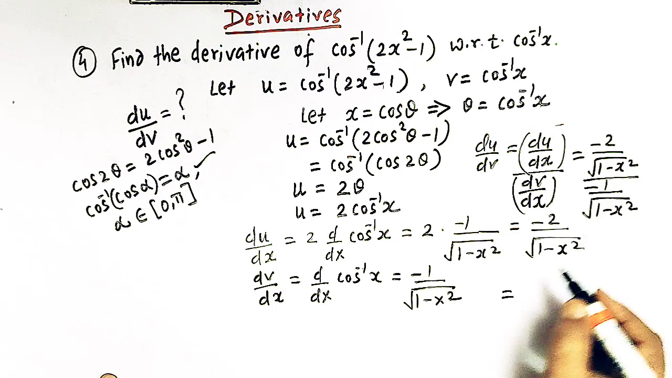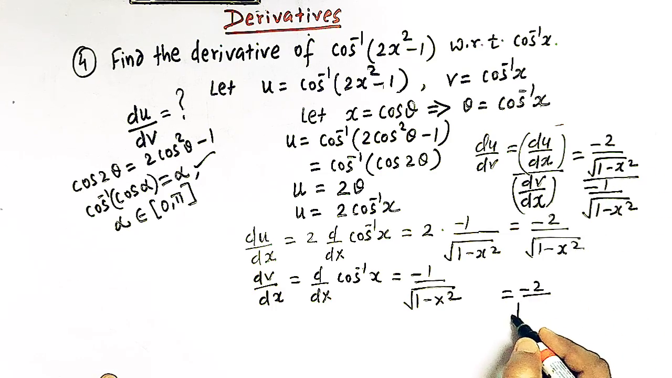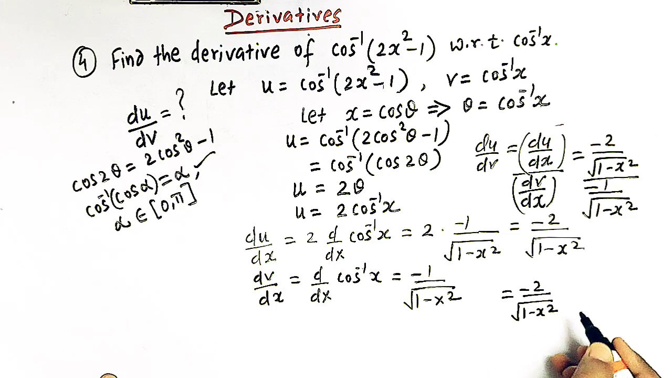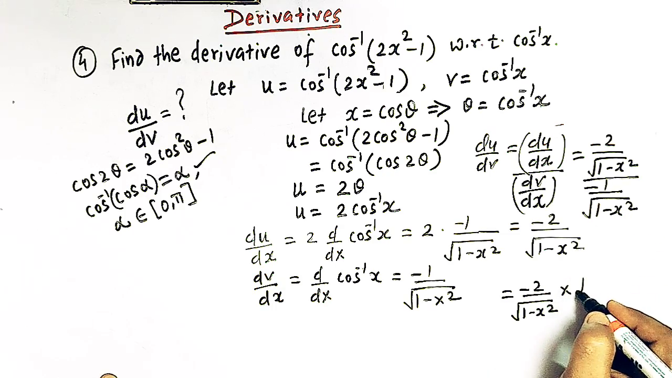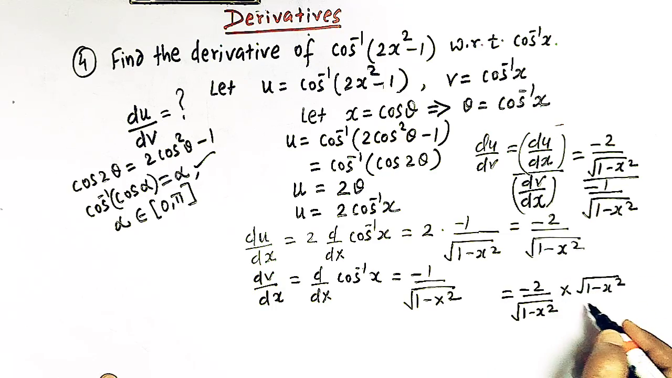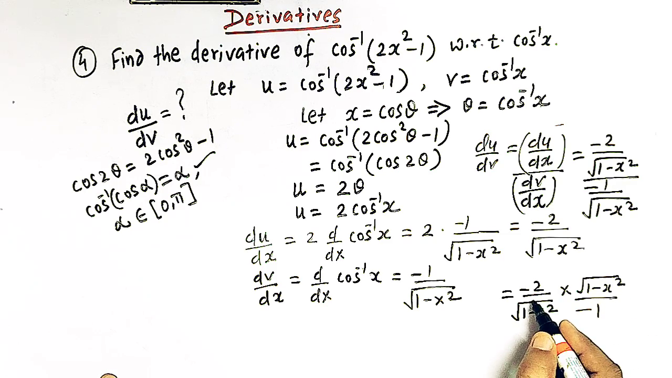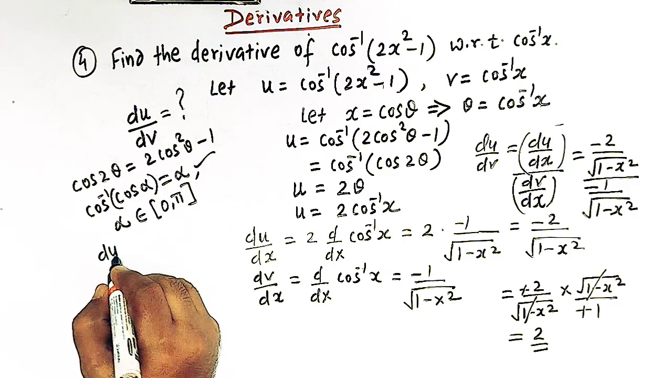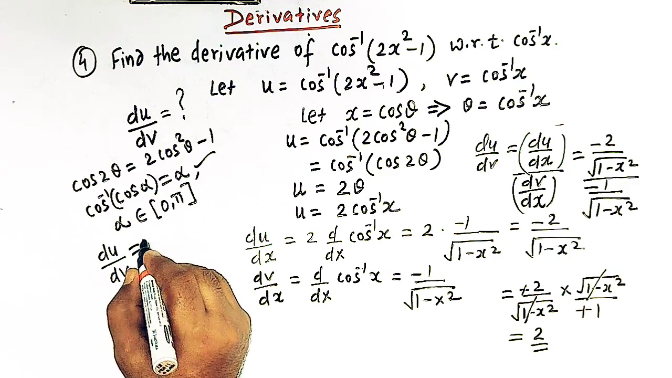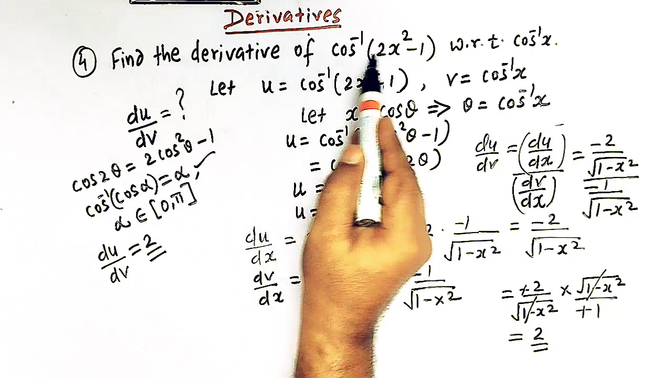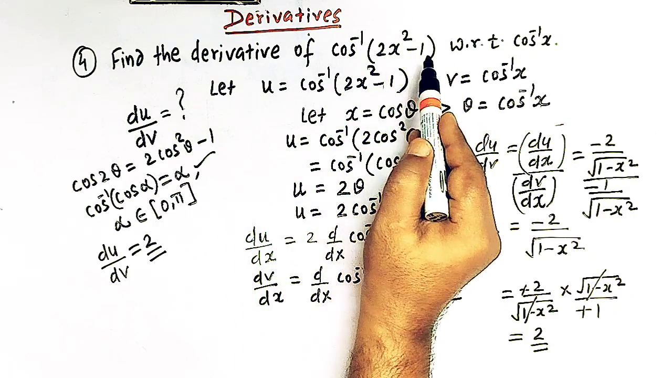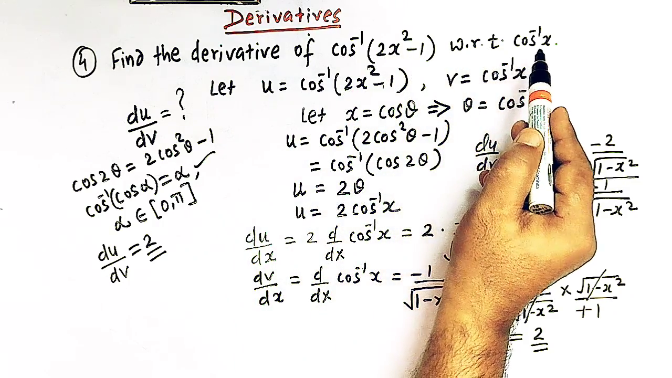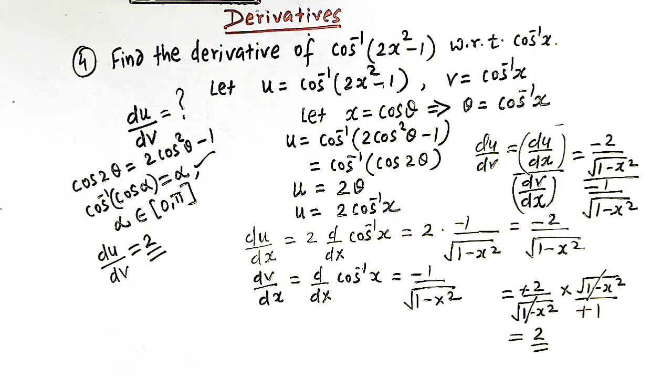So now we can write here minus 2 over square root of 1 minus x square multiplied with square root of 1 minus x square over minus 1. So here these two terms get cancelled, negative and negative get cancelled, and we are left with a 2, right? So now du over dv is equal to 2, right? So the derivative of cos inverse 2x square minus 1 with respect to cos inverse x is equal to 2.